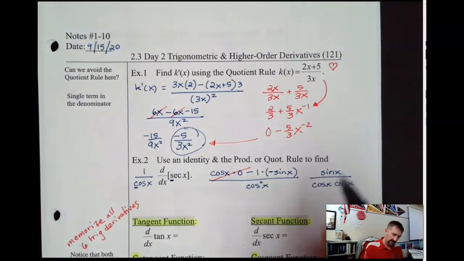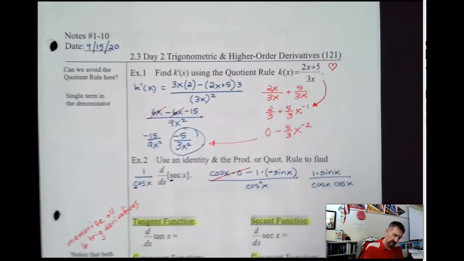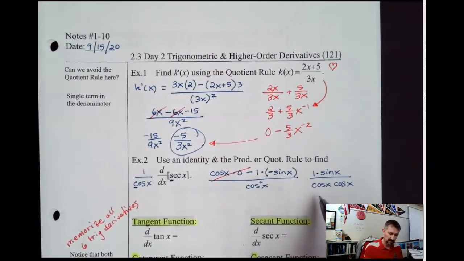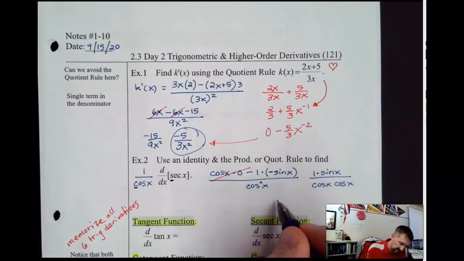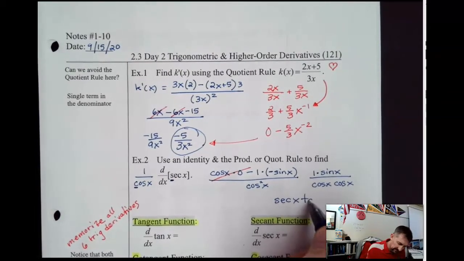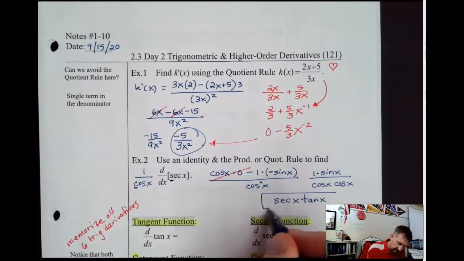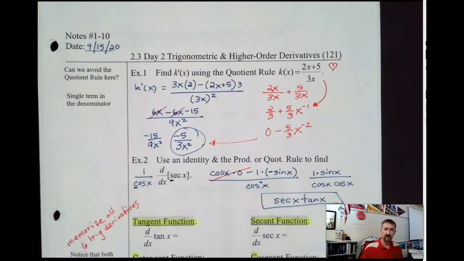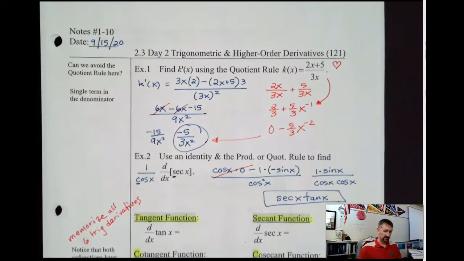If we separate this and we do 1 times sine, we have 1 over cosine, and we have sine over cosine. So 1 over cosine is secant, and sine over cosine is tangent. So the derivative of secant is secant tangent. And we want to start memorizing that.